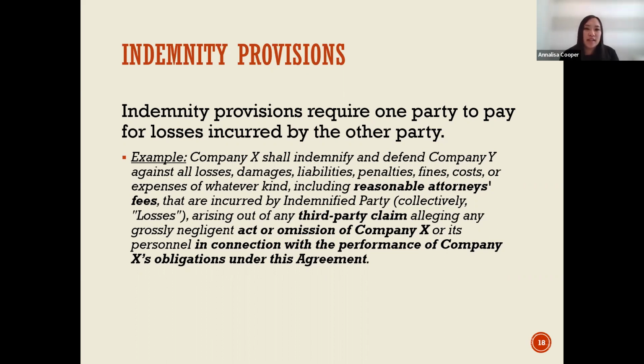So this one says Company X shall indemnify and defend Company Y against all losses, damages, liabilities, penalties, fines, costs, or expenses of whatever kind, including reasonable attorney's fees that are incurred by the indemnified party, collectively losses, arising out of any third-party claim alleging any grossly negligent act or omission of Company X or its personnel in connection with the performance of Company X's obligations under this agreement. Basically, it's saying Company X will pay Company Y for all losses arising out of any third-party claim that is related to an act or omission of the company or its personnel under this agreement.